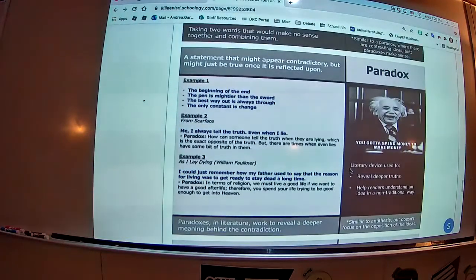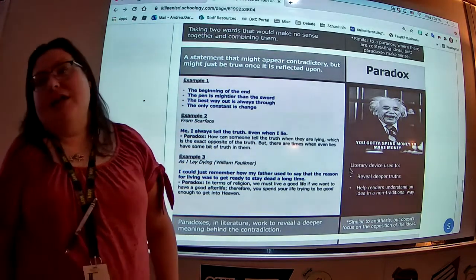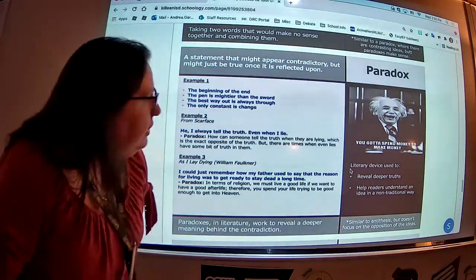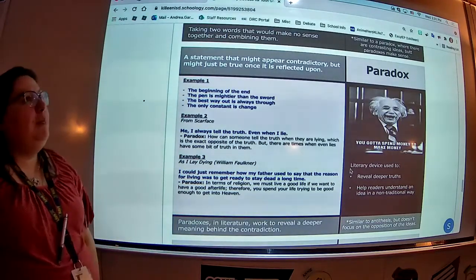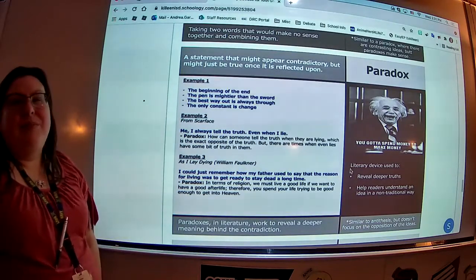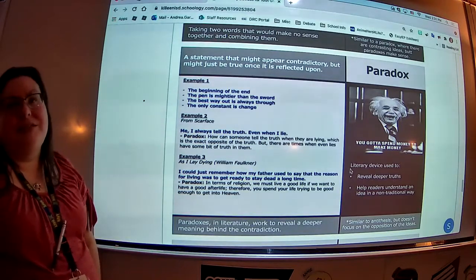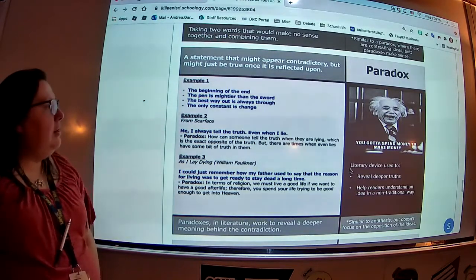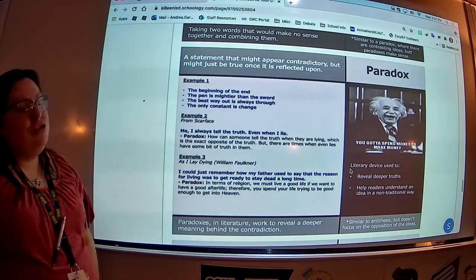Okay, paradox. You guys have probably heard of paradox in science, or maybe, I don't know, have you guys heard of paradox in science yet? That might be a college thing. Okay, well, there are paradoxes in science. This one's for literature. In literature, it's when something might seem contradictory, but when you think about it, it can be true. Have you ever had somebody say something and you're like, what? And then later you're like, oh, wait a minute, that made sense. That's a paradox, okay? So some examples are the beginning of the end. The pen is mightier than the sword. What does that mean?